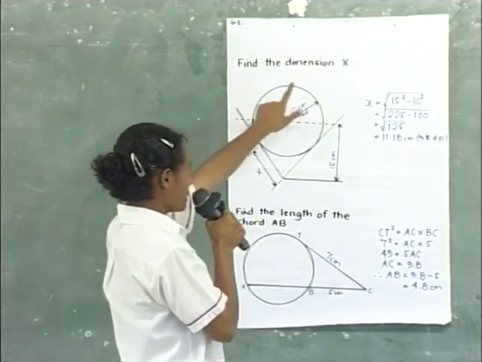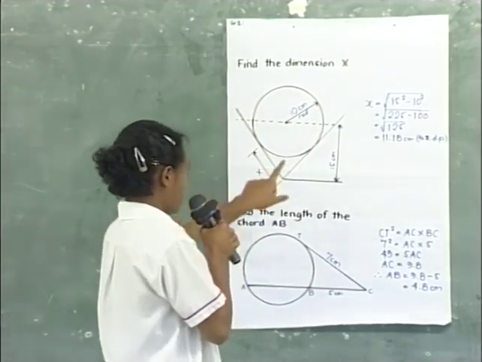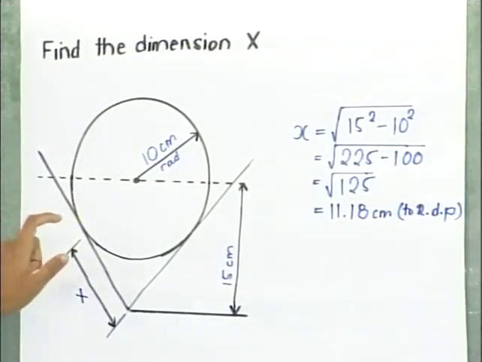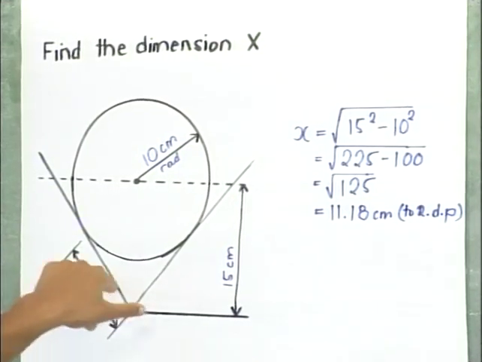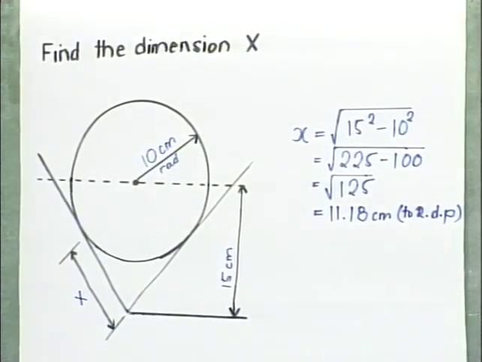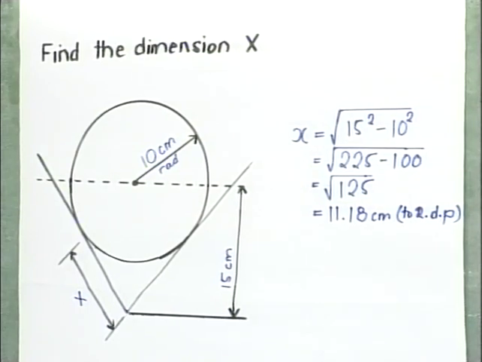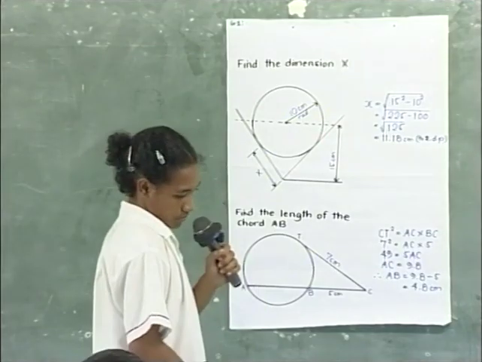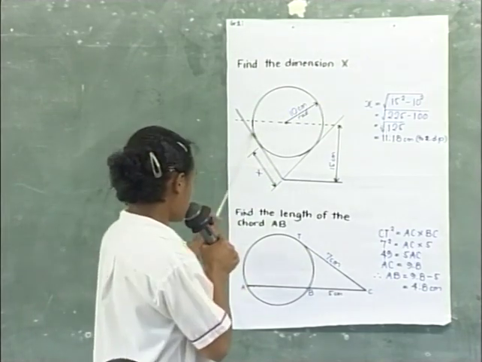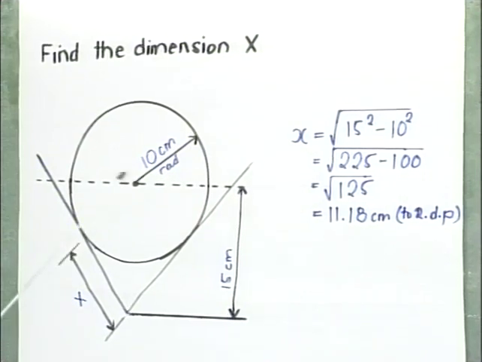We were asked to find the dimension x. From the diagram, you can tell that a tangent drawn to a circle from a point outside a circle is perpendicular to its radius. We can see that the tangent here is perpendicular to its radius. Therefore, to find x, we use Pythagoras' theorem.